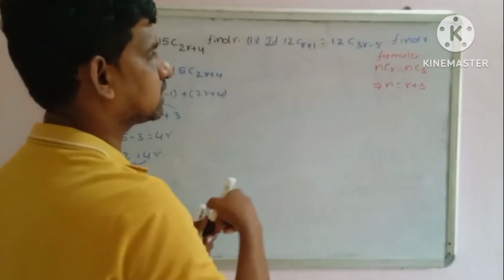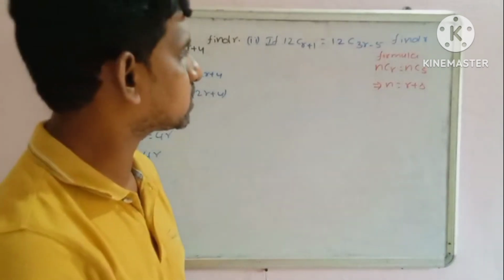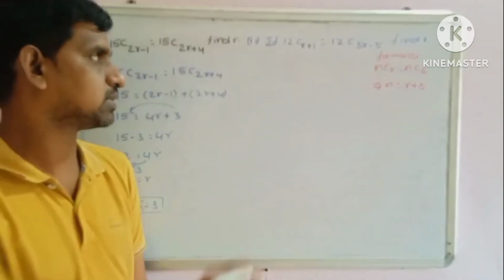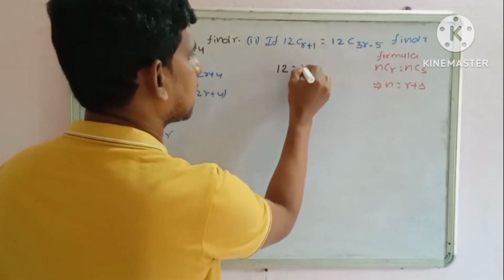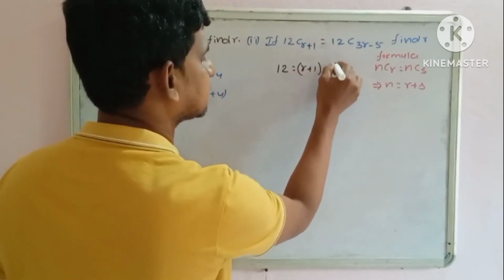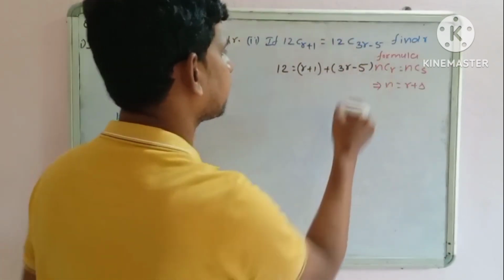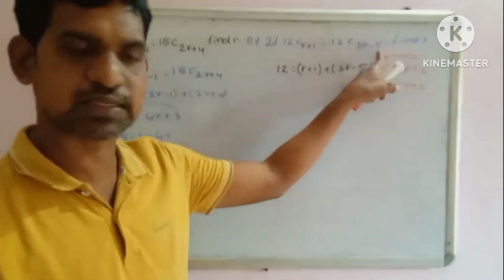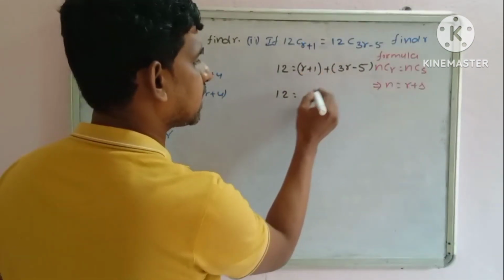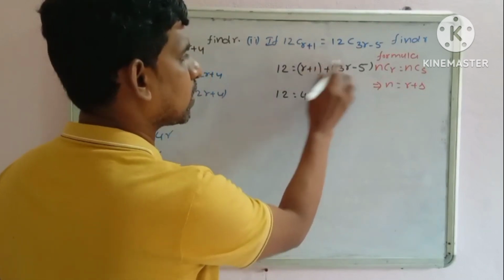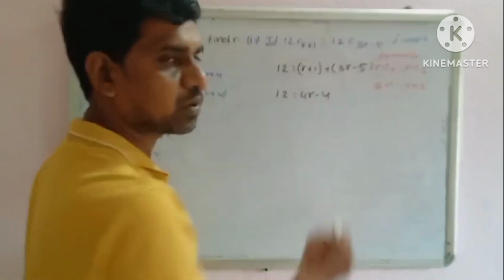nCr equals nCs. 12C(r plus 1) equals 12C(3r minus 5). Same, n equals r plus s. So 12 equals r plus 1 plus 3r minus 5. So 12 equals r plus 3r is 4r, 1 minus 5 is minus 4.